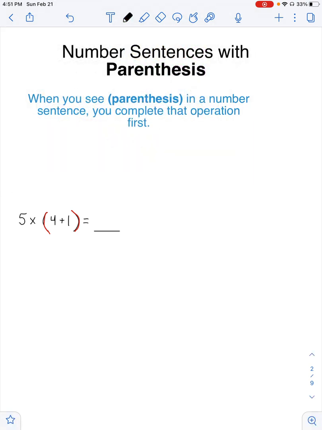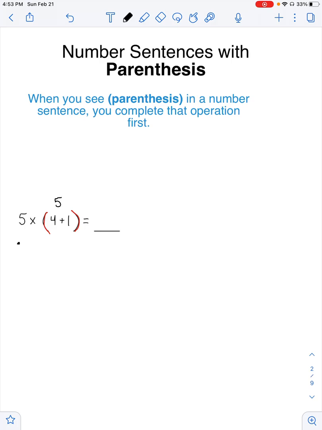Okay, so even though in English we read from left to right, this is telling me that I need to start right here with the 4 plus 1 instead of starting over here with the 5. Okay, so I need to do 4 plus 1 first. What's 4 plus 1? Well, it's 5. So I'm going to put a 5 right here.